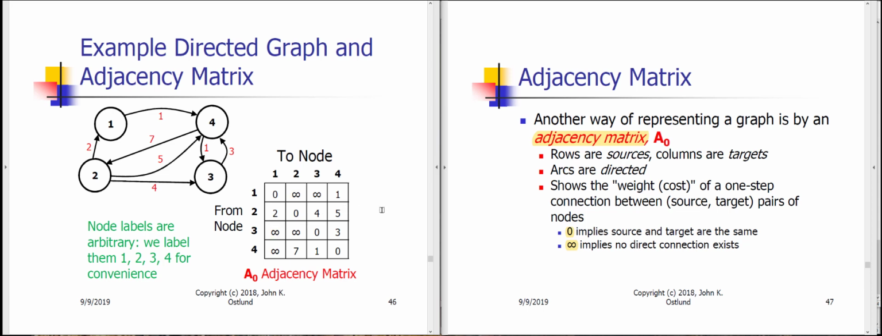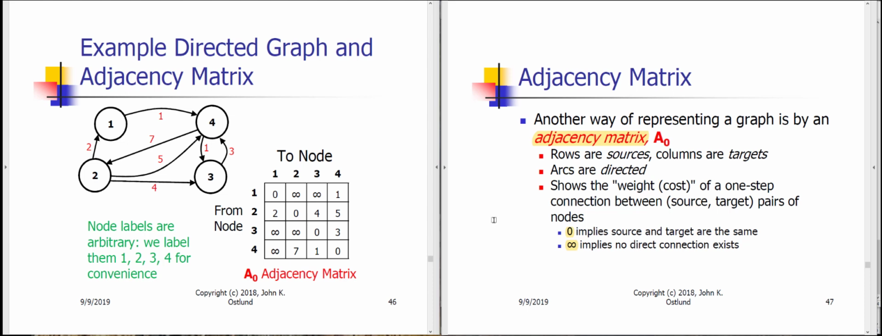All these other values indicate the cost of getting directly from some source node to some target node. So starting from node 2, it costs us 2 hours to get to node 1 directly. Starting from node 2, it costs us 4 hours to get directly to node 3, and 5 hours to get directly to node 4, and so on. All right, so this initial adjacency matrix, A sub 0, tells us the cost of getting directly from each of the source nodes to each of the target nodes.